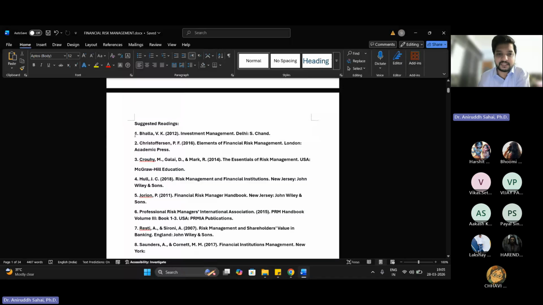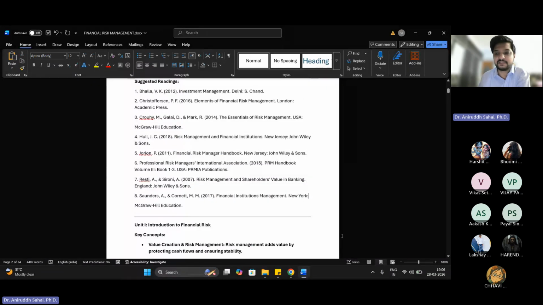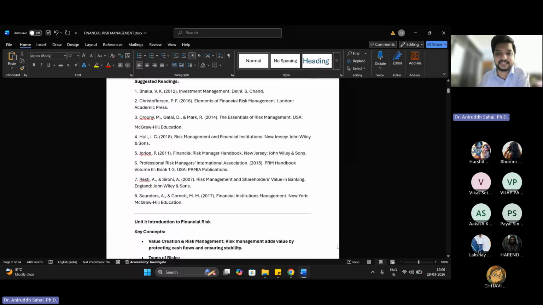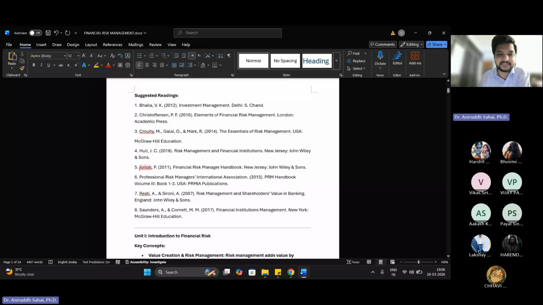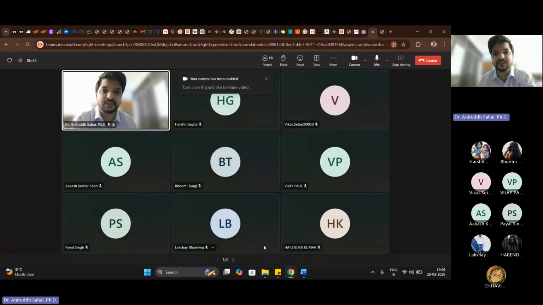The books are given below. I'll be sharing this document as well so that things become easier. These have the notes for all the units, which will help you prepare for the exam. I've shared this book by Jorion, and I have shared a book by Christopherson also. If you've looked at the WhatsApp group for SAPM, if somebody has not joined, you can join right now.